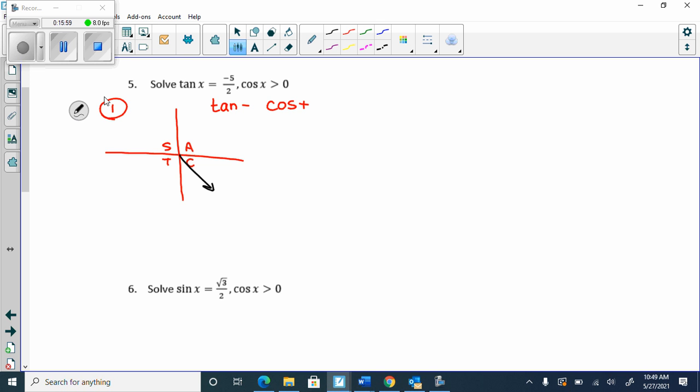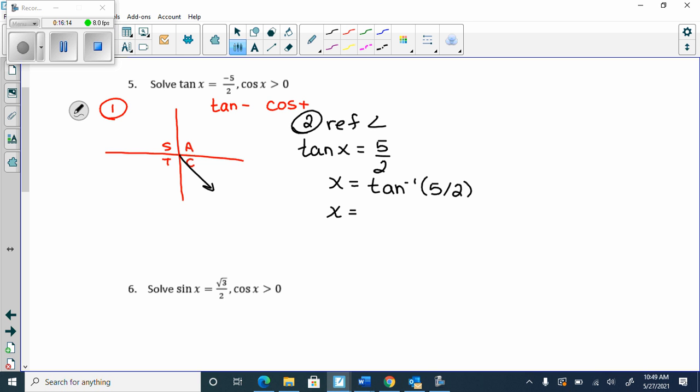All right. Number 2. Reference angle. So we have tan x equals 5 over 2. We always take the positive. x equals tan neg 1 of 5 over 2. And what do we get? 68. So this here is 68 degrees.